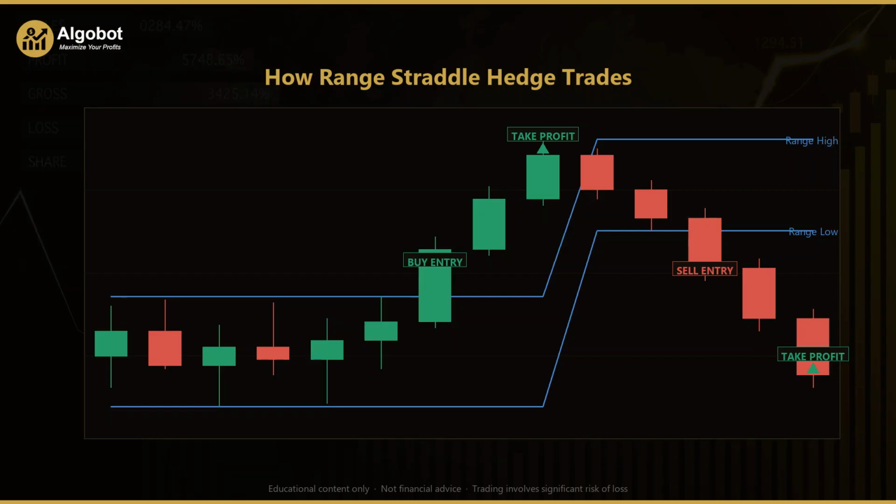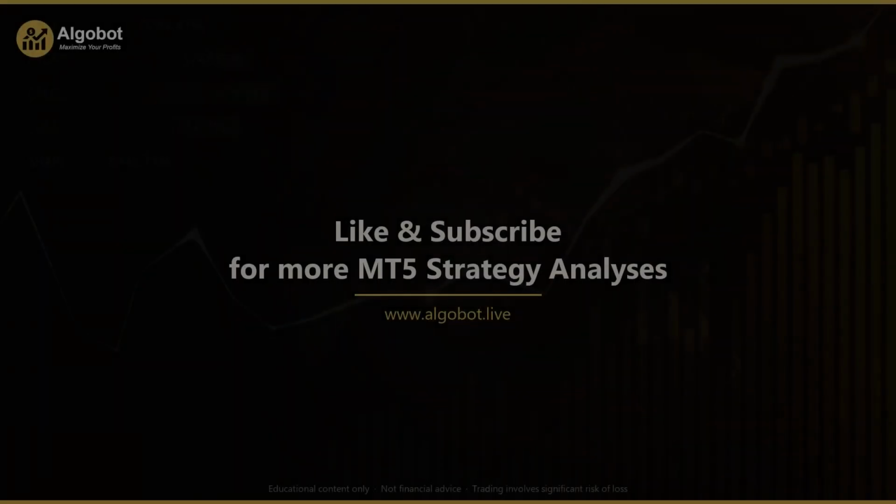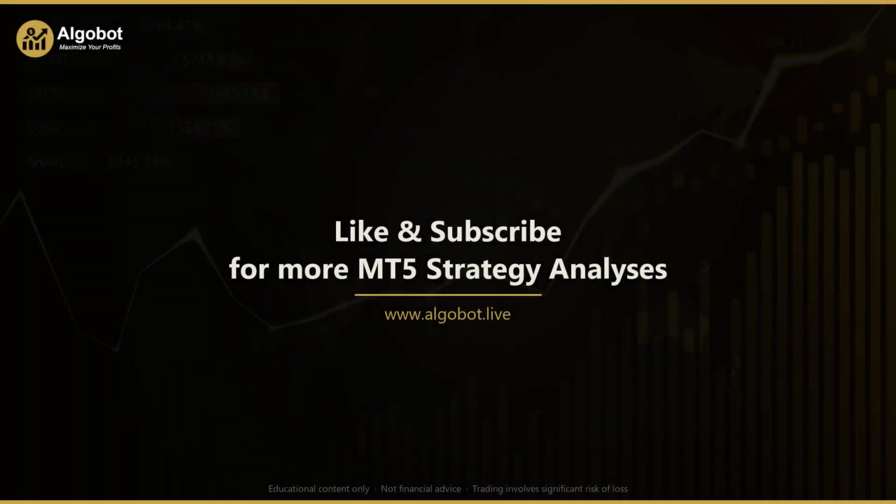Keep in mind that this is a clean, illustrative example. Real markets are noisier, breakouts fail more often than a single chart can show, and a strong one-way trend after a hedge has formed is the scenario where this approach can still take a loss. The chart shows the logic, not a typical outcome. And that brings us to the end of our look at range straddle hedge.